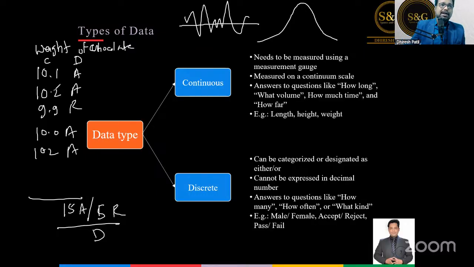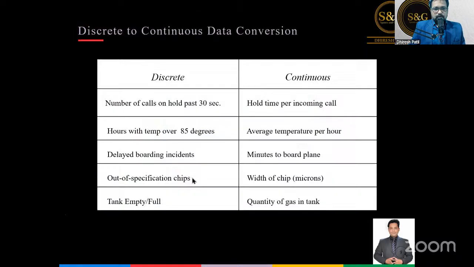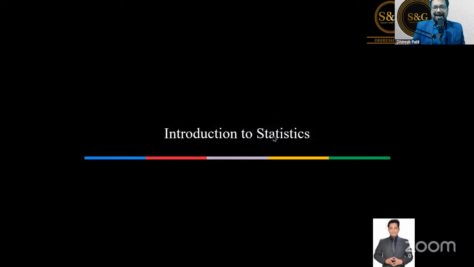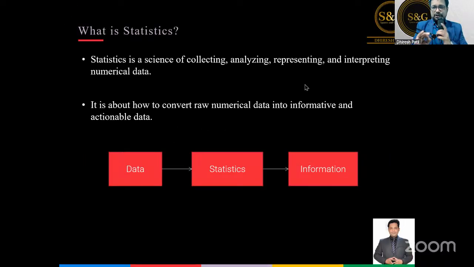Yes, air pressure is continuous and the number of products output is discrete. Very good, super. Is continuous and discrete clear? Now, let's enter into statistics. What is statistics? This is my understanding of statistics: statistics is a science which, just a second.